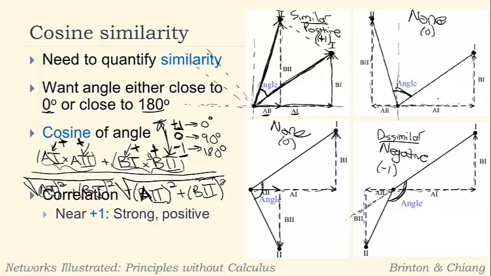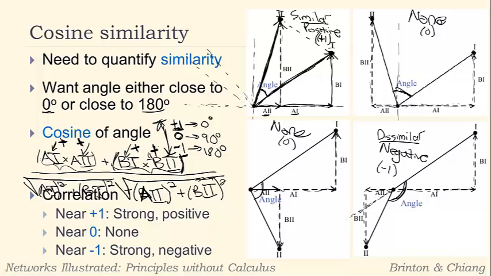So now, correlation, as we said, could be near +1, which means it's strong and positive, near 0, which means there's no correlation, or near -1, which means it's strong and negative. The key idea that you should really take away here is how to find this cosine value and what it means. If it's close to +1, it means they're strongly positively correlated. If it's close to -1, it means they're strongly negatively correlated. And if it's close to 0, it means there's really no correlation.